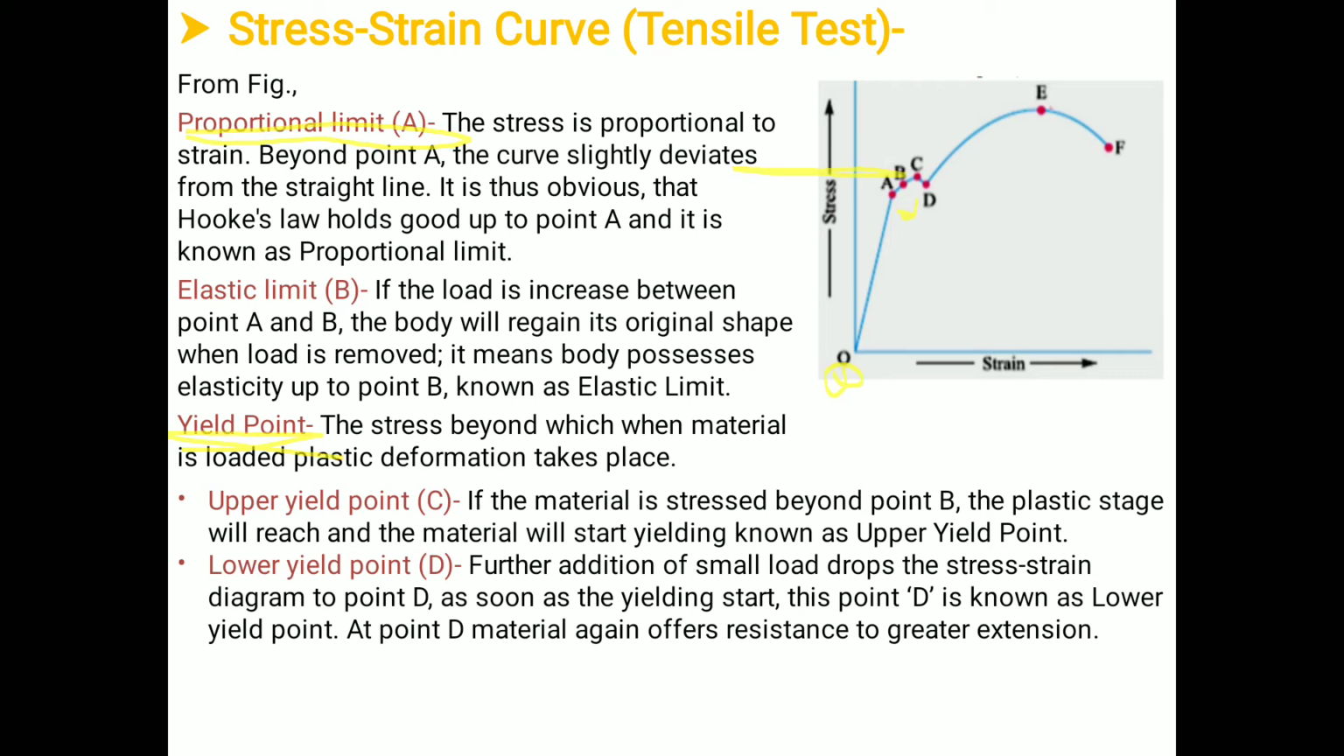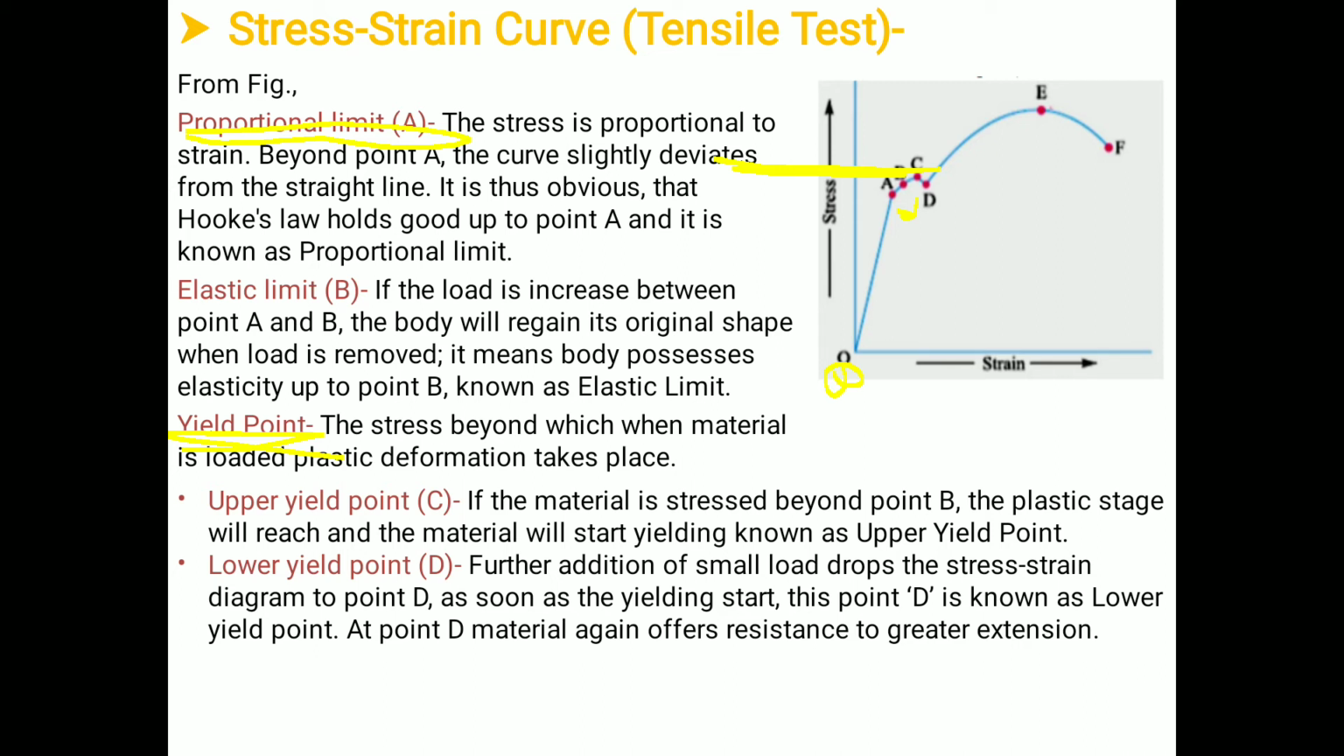Now we will concentrate on point C. Point C is known as the upper yield point and point D is known as the lower yield point. Now what is the upper yield point? At this point, there is an increase in strain even though there is no increase in the stress value. It means with the constant value of stress, there is further increment in the strain. The value of stress corresponding to point C is called the yield stress.